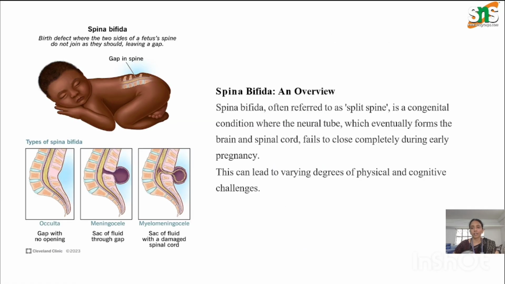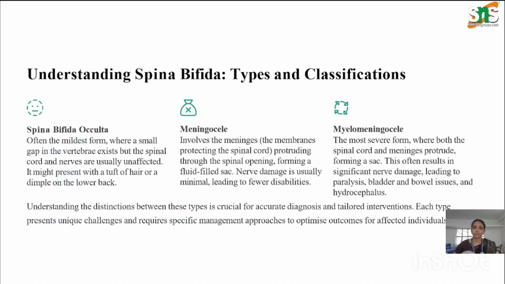Spina bifida, often referred to as split spine, is a congenital condition where the neural tube, which eventually forms the brain and spinal cord, fails to close completely during early pregnancy. So it is a birth defect where two sides of the fetus's spine should be joined during development. In case that doesn't happen, leaving a gap in the affected area, that condition is called spina bifida. This can lead to varying degrees of physical and cognitive challenges to the child after birth.